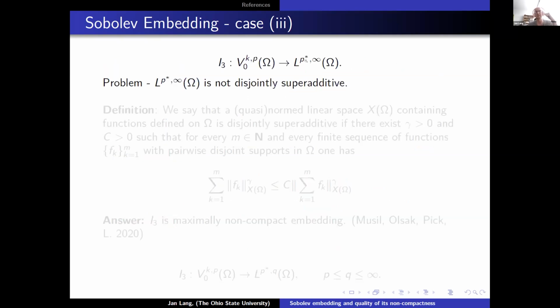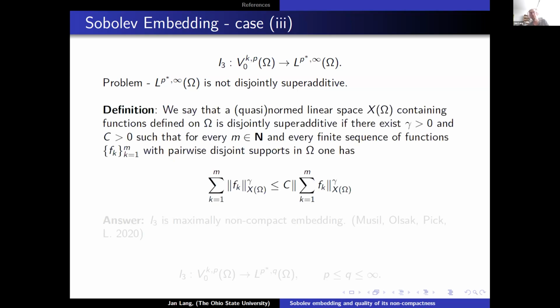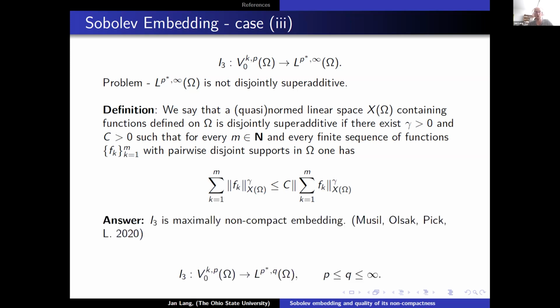The problem is that these spaces LP star infinity are spaces which are misbehaving. They do not have something which is called the disjoint super additive property, which I used in the previous part. What does disjoint super additive property mean? It means that if you get a bunch of functions with disjoint supports, then you have some chance to move something from outside to inside the norm. This is not true for infinity. Nevertheless, in one of our papers, we were able to show that this embedding was also maximally non-compact.